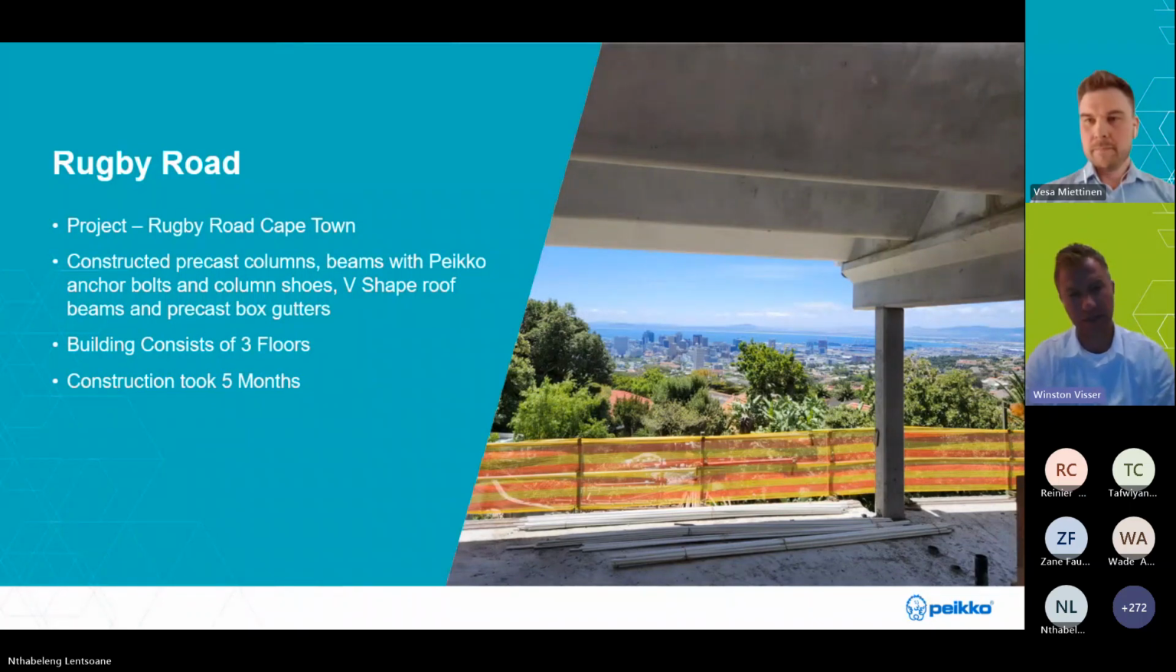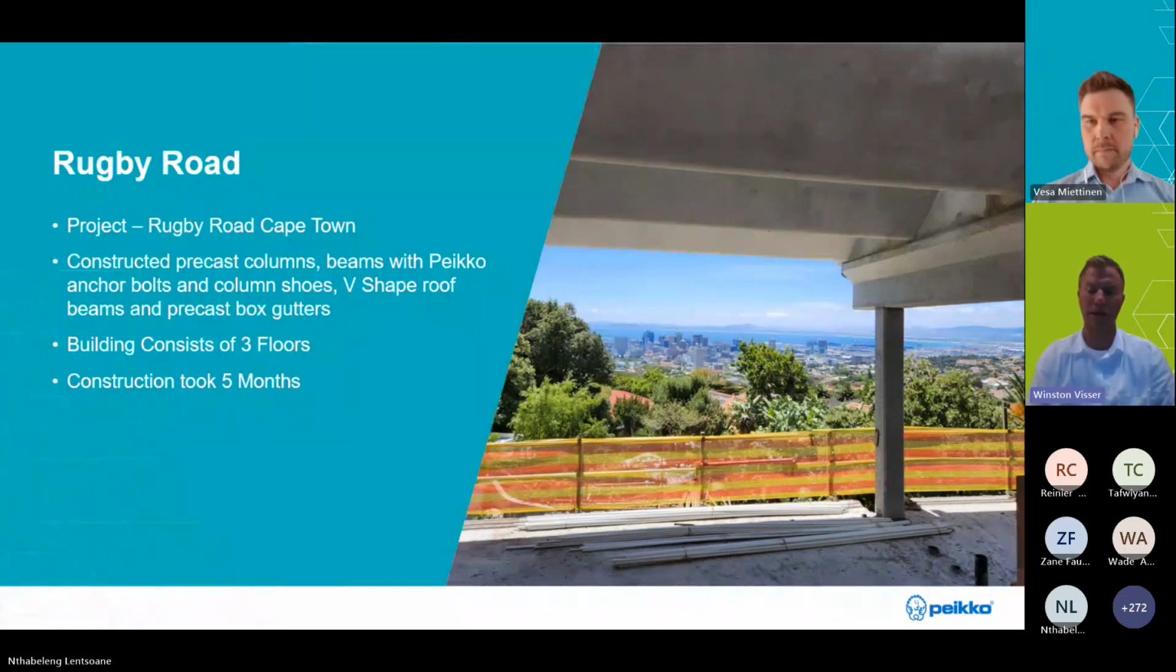This was a very interesting project we did in Cape Town. The project was called Rappy Road. It was a residential house that we constructed. With this project, we worked with an architect team based in the United States. What made this house remarkable is the customer wanted this house to be self-sustainable.